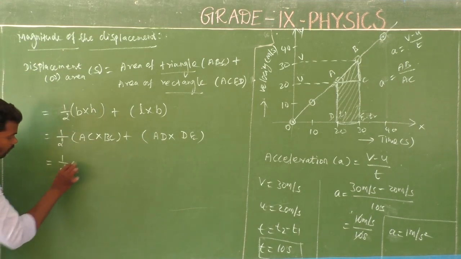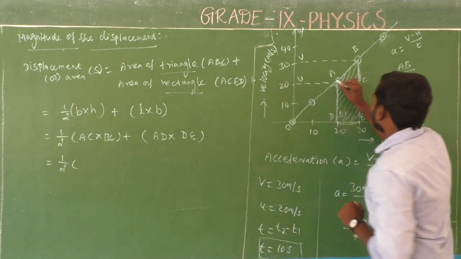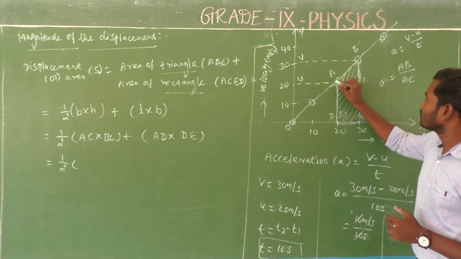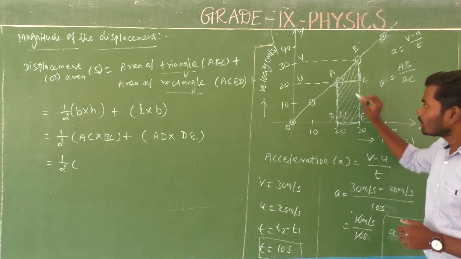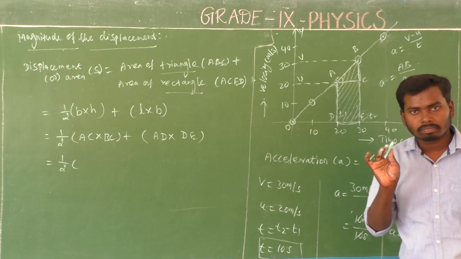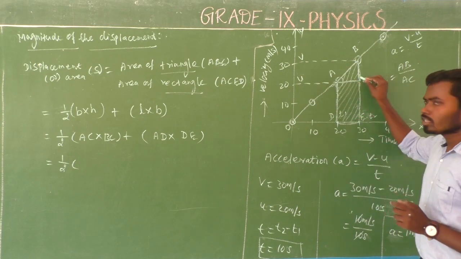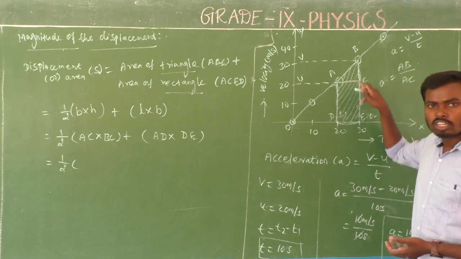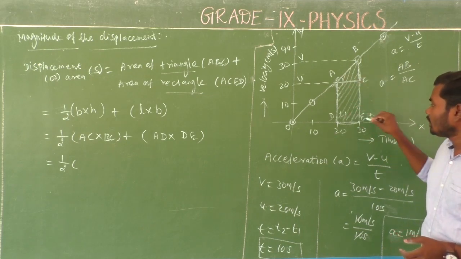So half. Next, what is the AC value? Which is AC? This is AC, the rectangular base. AC is parallel to DE, so both values are the same. If it is 2 cm, that will be 2 cm. If it is 5 cm, that should be 5 cm. That's all. So AC is parallel to DE.